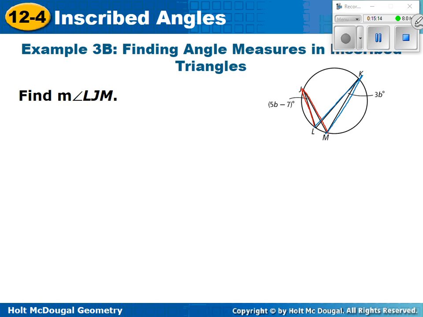LM. If they intercept the same arc, what does that mean about this angle and this angle? They're congruent because they have to be half of the arc since they're inscribed. And if it's the same arc, then that means they're going to be equal to each other. So what would I write down to start trying to solve for B? 5b minus 7 equals 3b. Okay, what do we want to do from there?